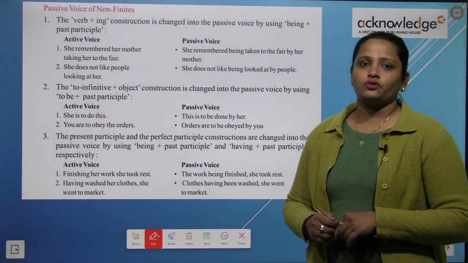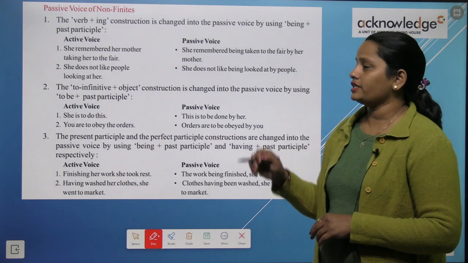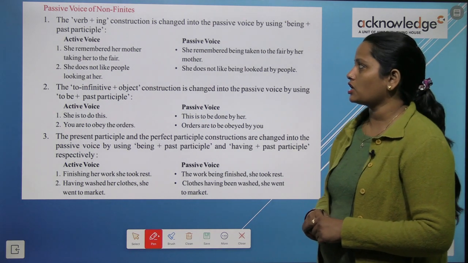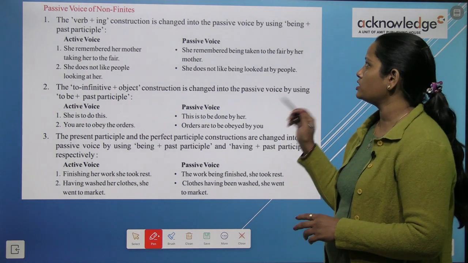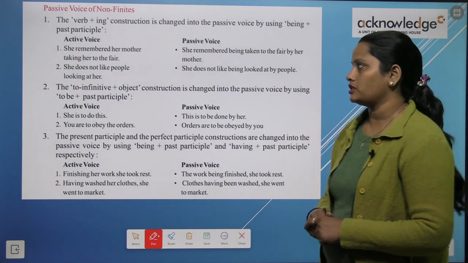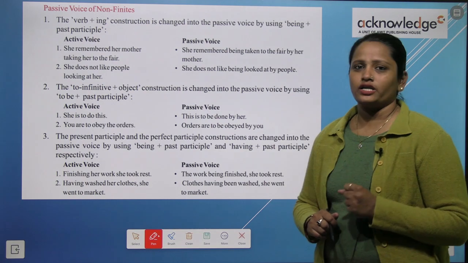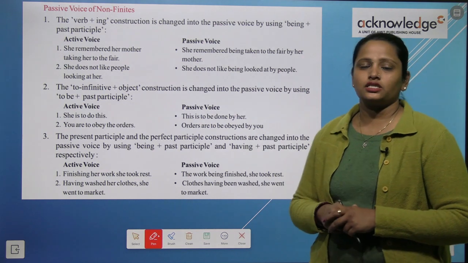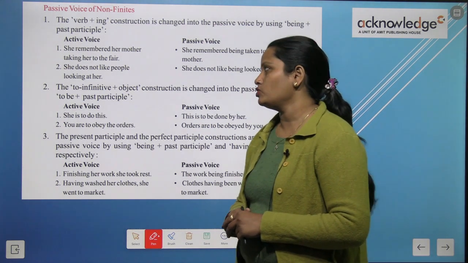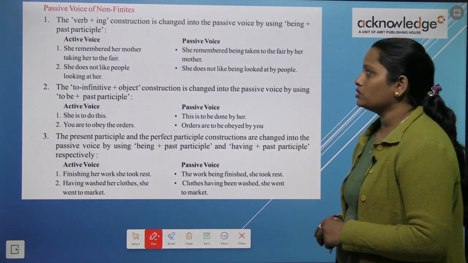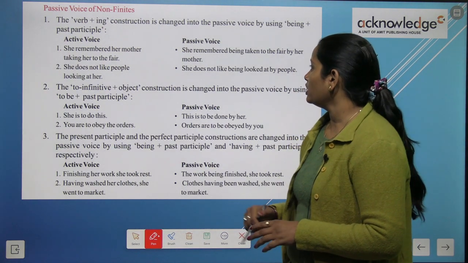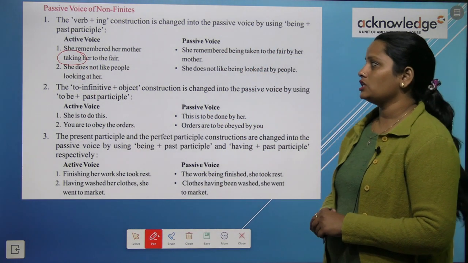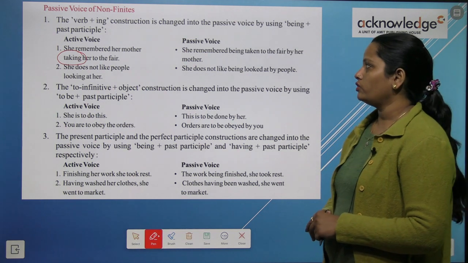Now the next is passive voice of non-finites. So here we use the verb plus ing. The construction is changed into the passive voice by using being with the past participle form. So the ing we use with the verb, we change it, and to change it into passive voice we use being with the past participle form. So here: She remembers her mother taking her to the fair. Here we have written the word taking, in which ing is used.